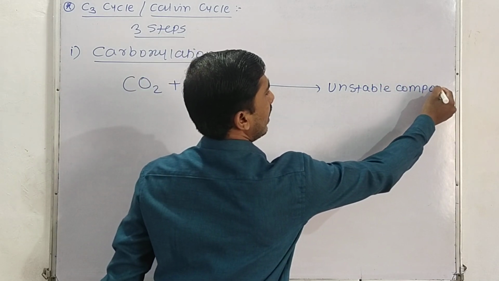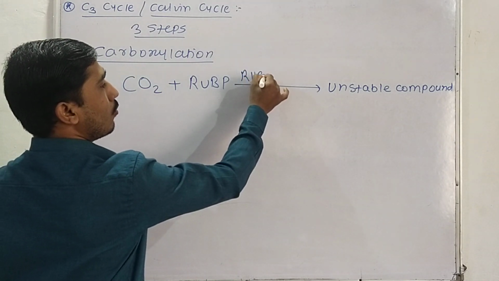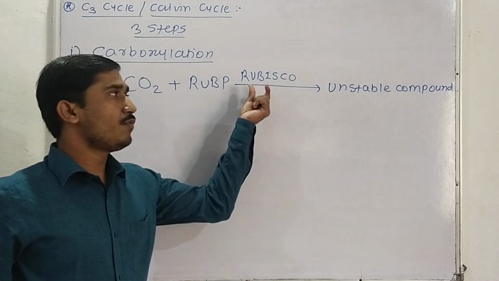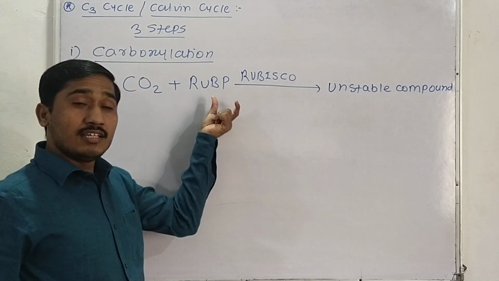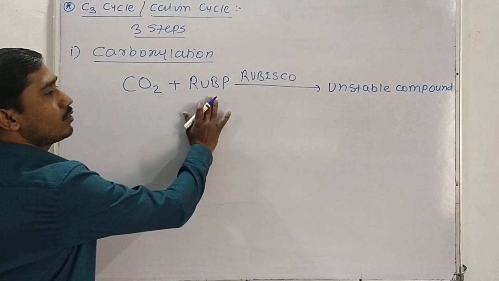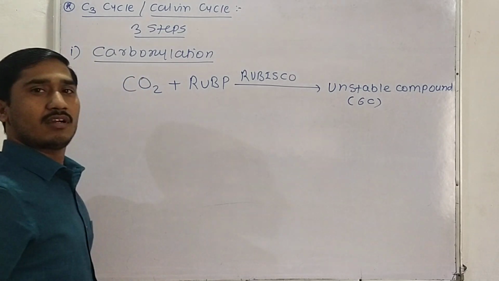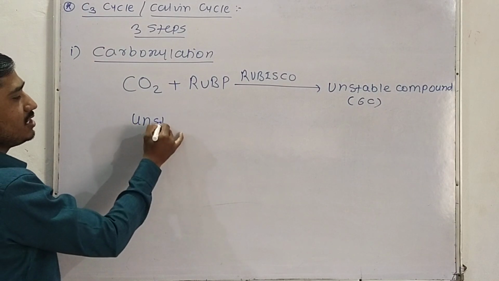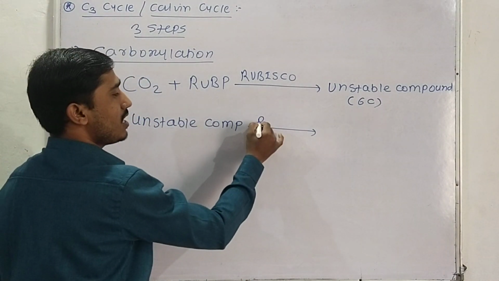Firstly, CO2 and RuBP react with each other in the presence of the enzyme Rubisco. Here Rubisco acts as a carboxylase. All of you know Rubisco has affinity for oxygen as well as for CO2. Here in this reaction, Rubisco acts as RuBP carboxylase, and CO2 and RuBP convert into an unstable compound. This unstable compound is a 6-carbon compound, but by name it is called unstable. This unstable compound is immediately converted into a stable compound in the presence of the same enzyme.